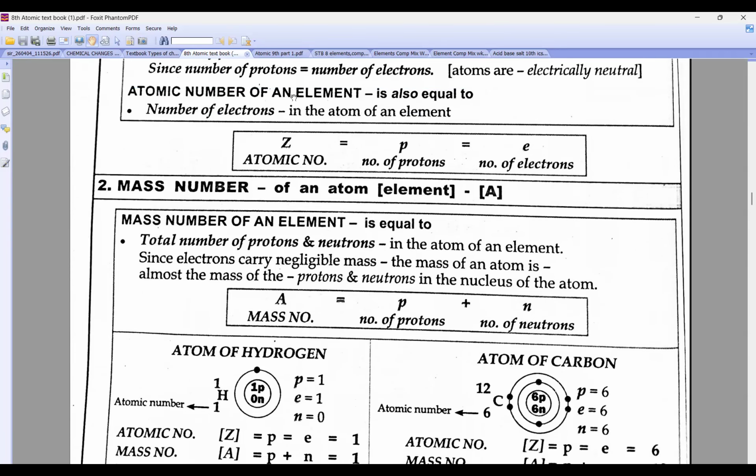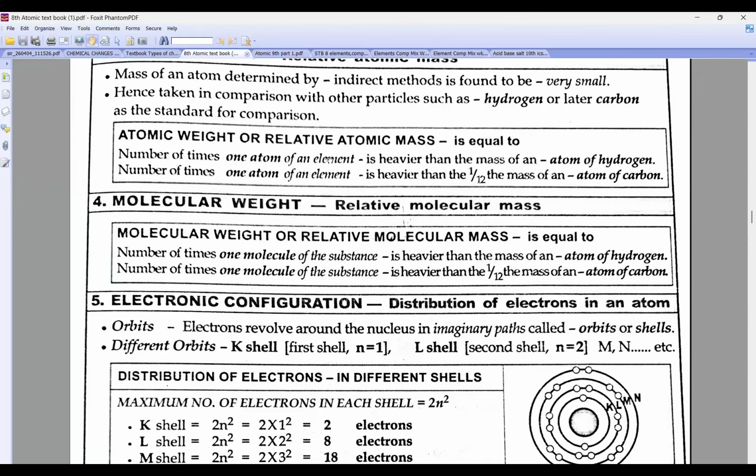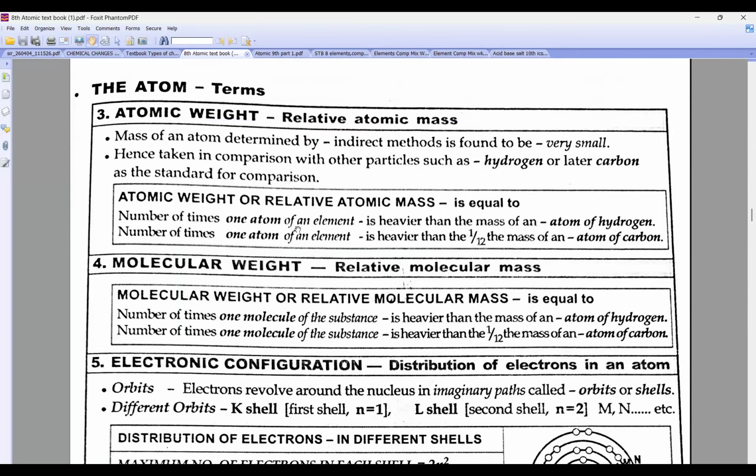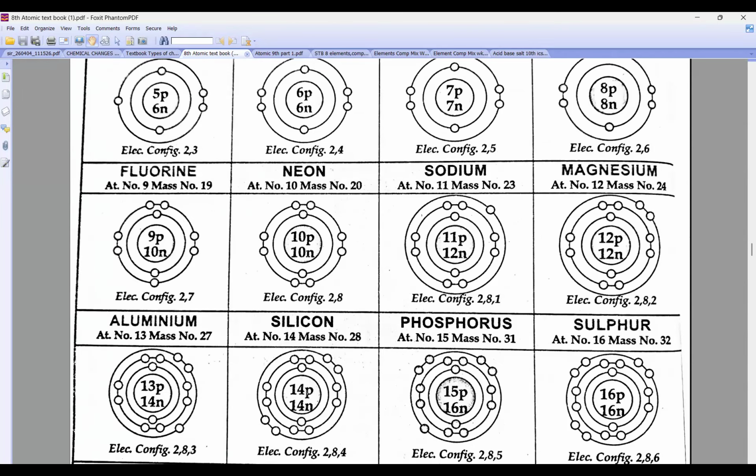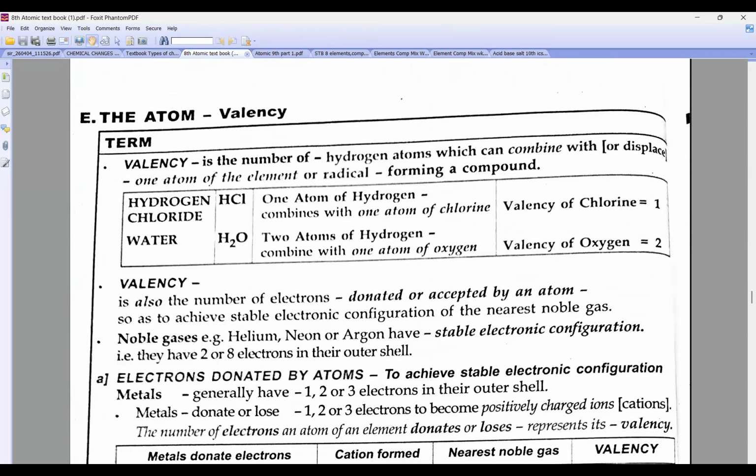Clear? Now I'm giving you one more example that you have to do. Now I'm giving you one more element. Atomic weight and relative atomic mass I'll teach you later on. We directly go to what? Electronic configuration. The electronic configuration and electronic configuration only we have to do.